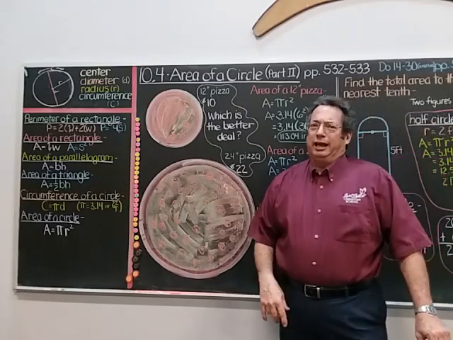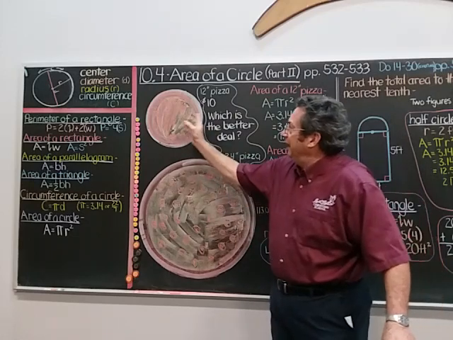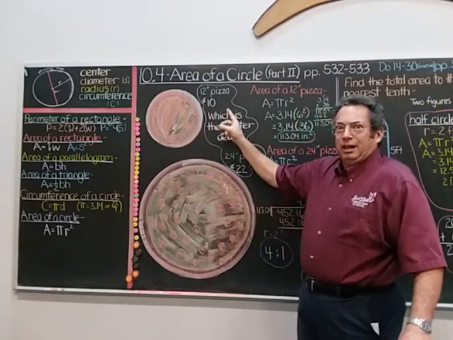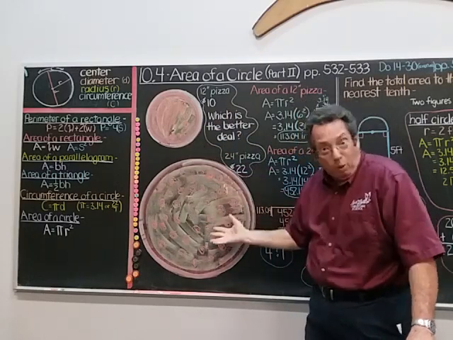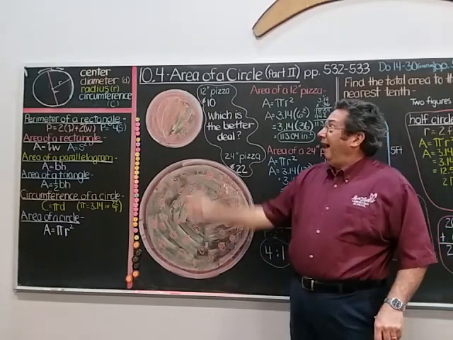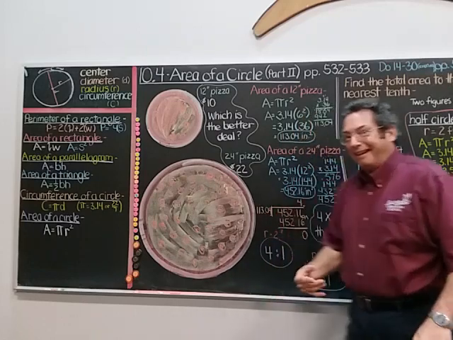Oh, wait a second. That doesn't sound like a good deal to me. They doubled the diameter, and they more than doubled the price. I would think a 12-inch pizza at $10, a 24-inch pizza would be $20. And this one's $22. I think that's the better deal. Well, until you do this, and this is the interesting thing about area.